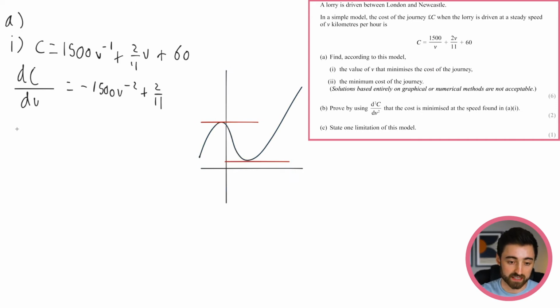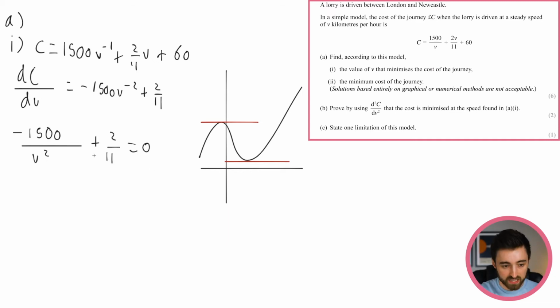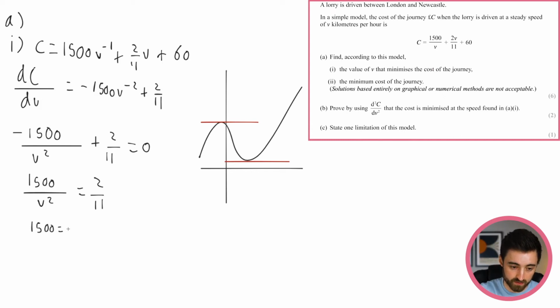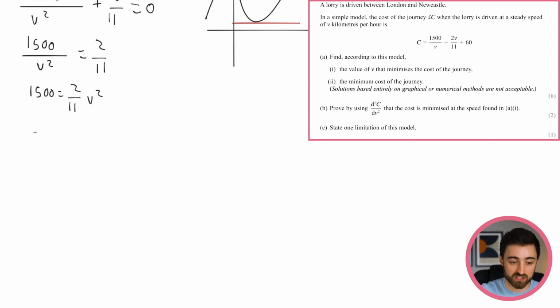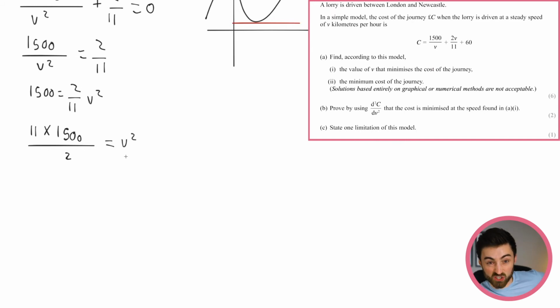So I am going to basically say minus 1500. Now, v to the minus 2 is basically the same as divided by v squared. Plus 2 over 11 equals 0. Let's take this over to the other side. So I'm going to get 1500 over v squared equals 2 over 11, and I got myself an equation, haven't I? So let's multiply it by v squared. And then I'm going to want to get the 2 over 11 over to the other side. So times by 11 divided by 2. So I'll get 11 times 1500 over 2 equals v squared. And then just square root it, right?